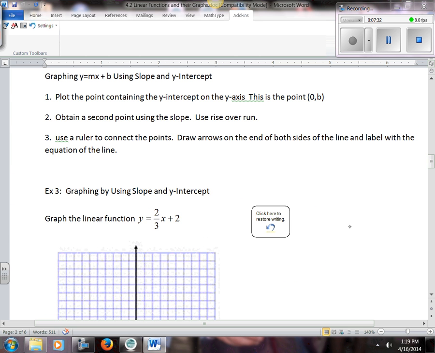All right. So how do we graph using slope and y-intercept? It's actually really simple. Your first job is to take your y-intercept and plot it on the y-axis. That point is always going to be (0, b). So you're not going to go left or right at all. You're going to stay right on that y-axis. Number 2 is to obtain a second point using the slope. So we're going to use that rise over run. Number 3 is to use a ruler to connect the points, draw arrows on the end of both sides, and label.